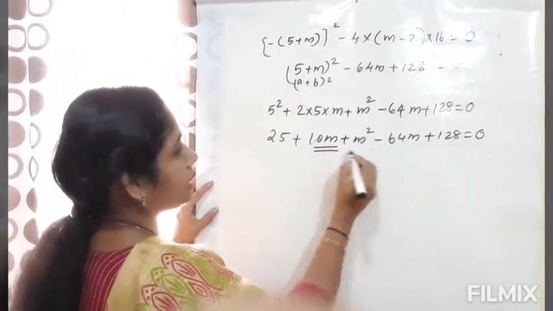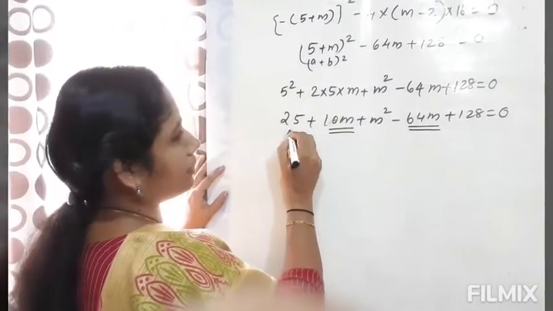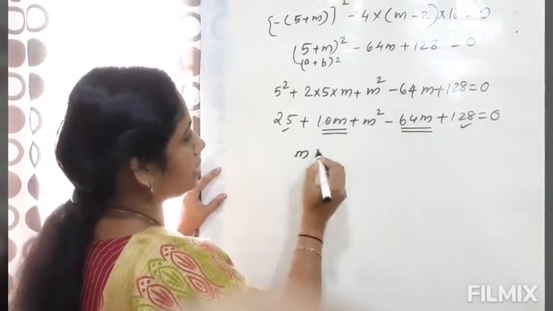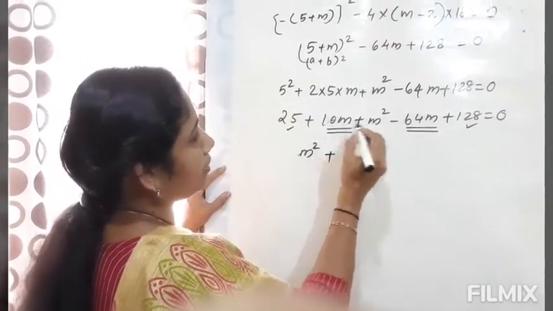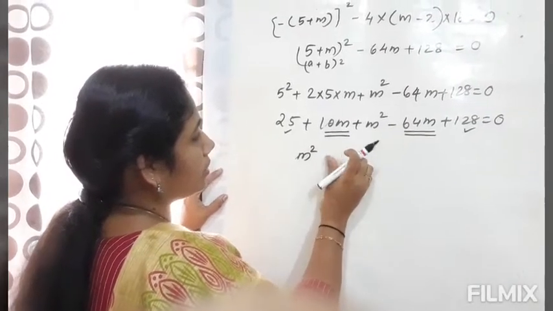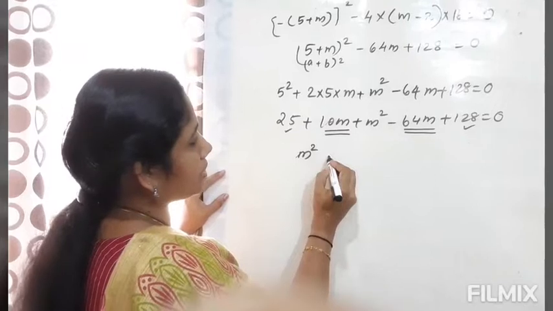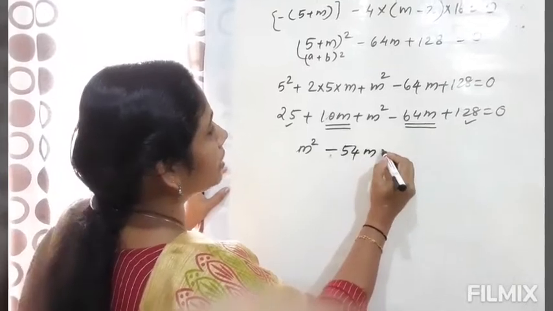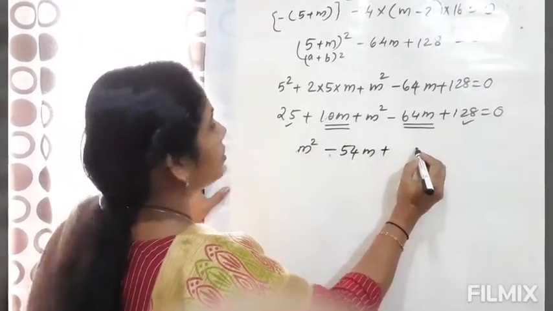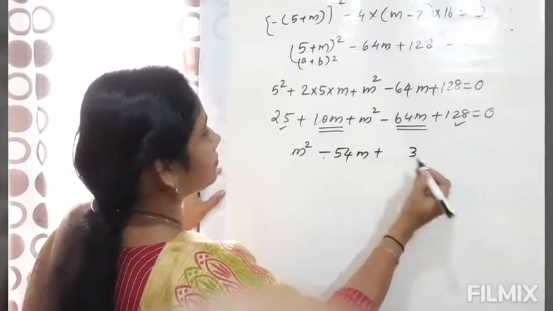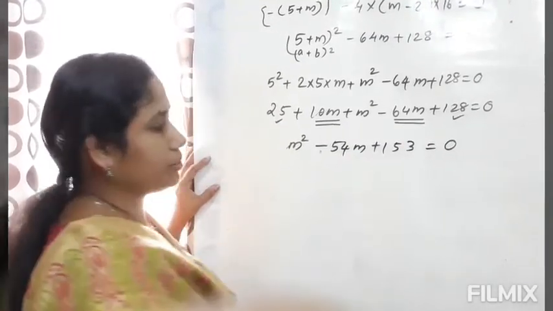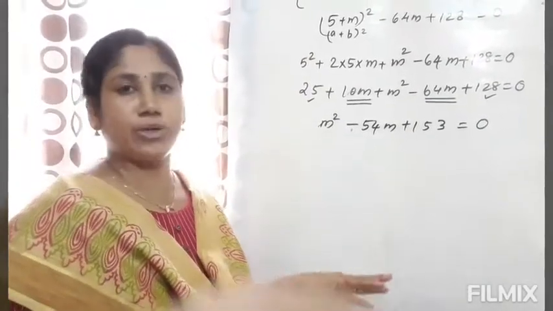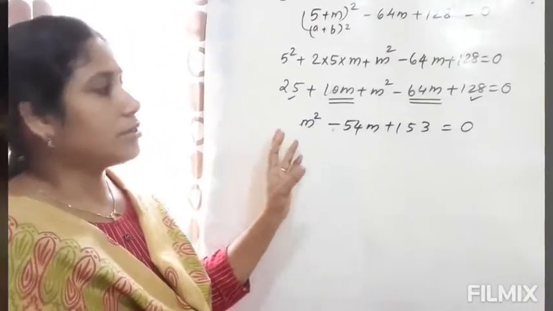Now we have like terms 10m and 64m, 25 and 128. So add them together. Let us write the first term here, m square plus 10 minus 64. Here we want to take the difference of 64 and 10, that is 54, and put the sign of the bigger number, minus 54m plus 128 and 25. What is the sum? 153 equal to 0. Now we already studied in class 9 factorization of the quadratic polynomial or quadratic equation.